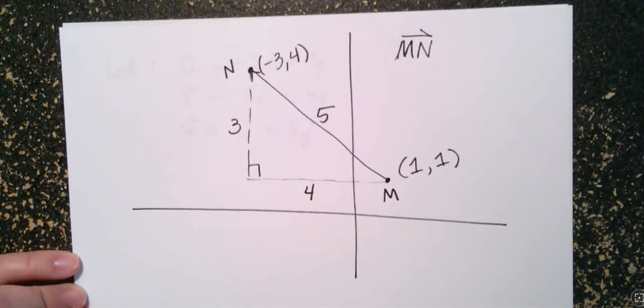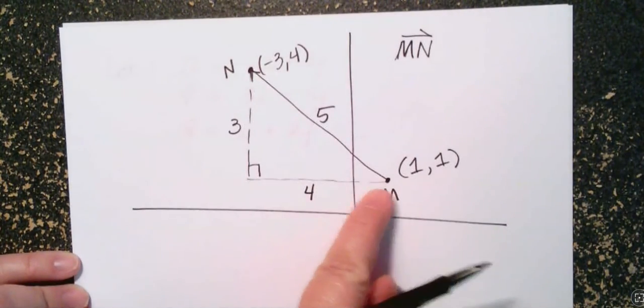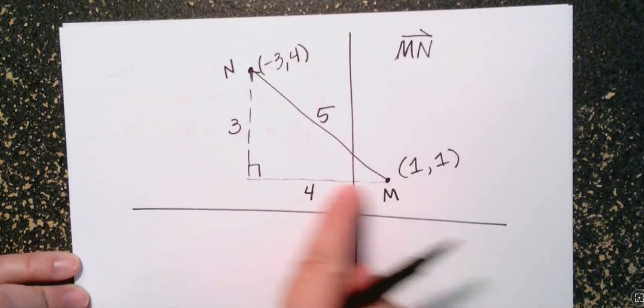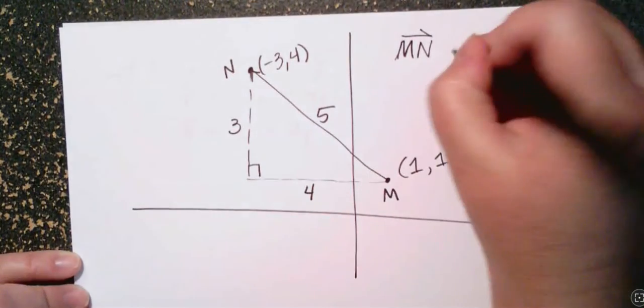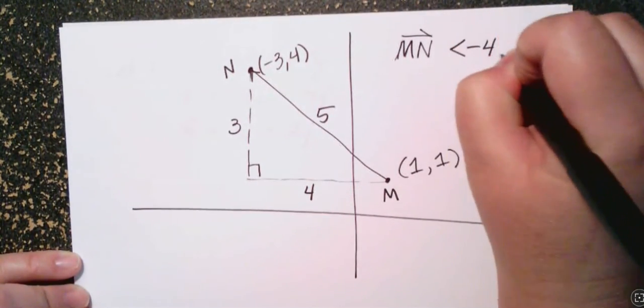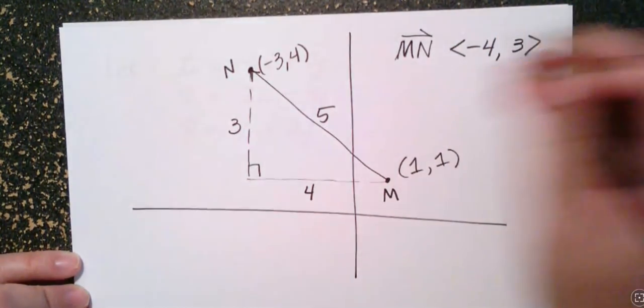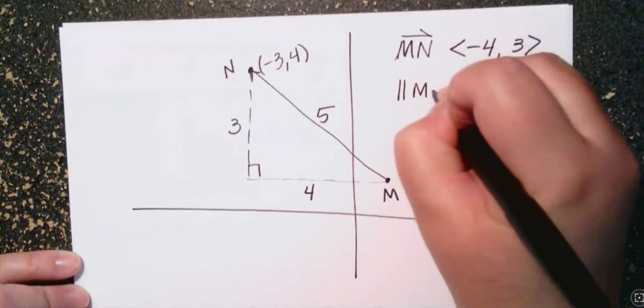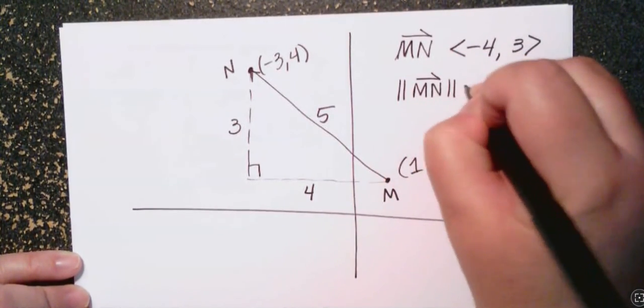At the same time, I also just found the component form of MN. Now, keep in mind, we have to think about which direction it's going. This is going left 4 and up 3. So that's -4, +3. And the magnitude of MN is 5.